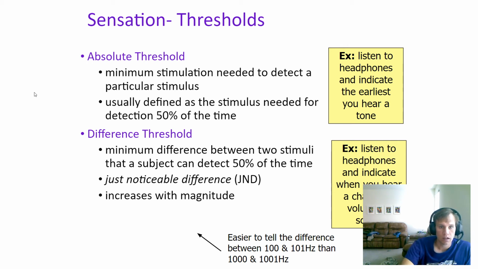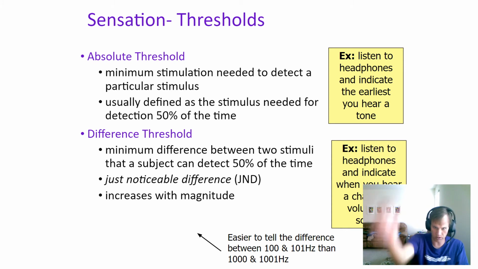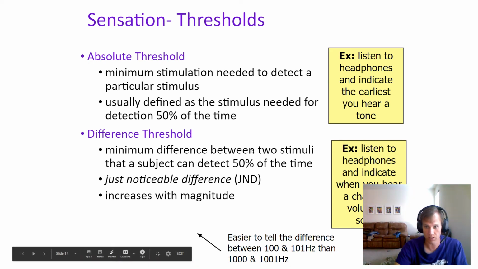And the difference threshold is the minimum difference between two stimuli that you can detect. So you're listening to headphones and indicate when you can actually hear a change in the volume of the sound. Or say you have a cup, and there are two weights inside of it, but you can't see them because the cup is closed. Your difference threshold is when you're able to pick them up and say, yeah, these are two different weights, correctly 50% of the time if you're doing this in a study.